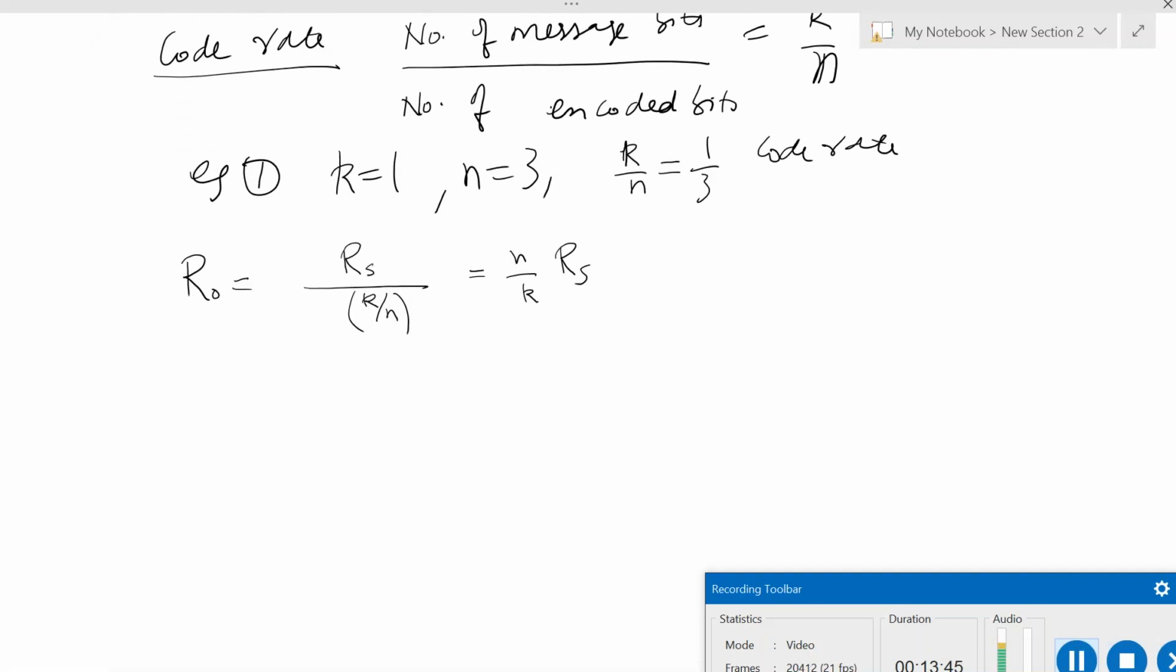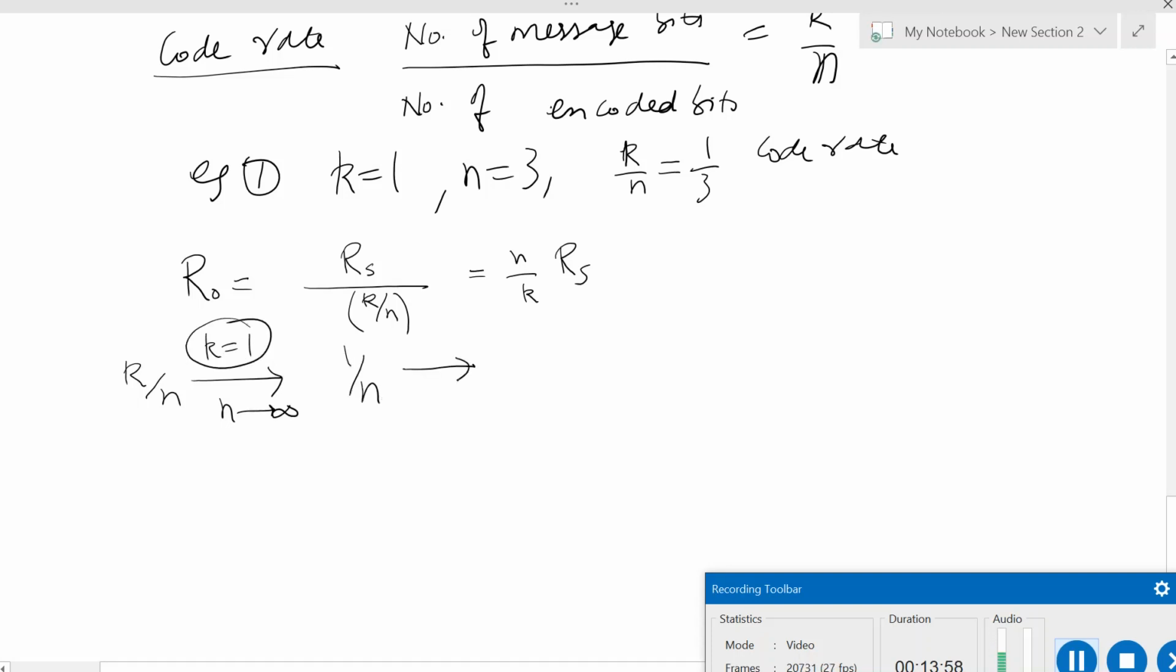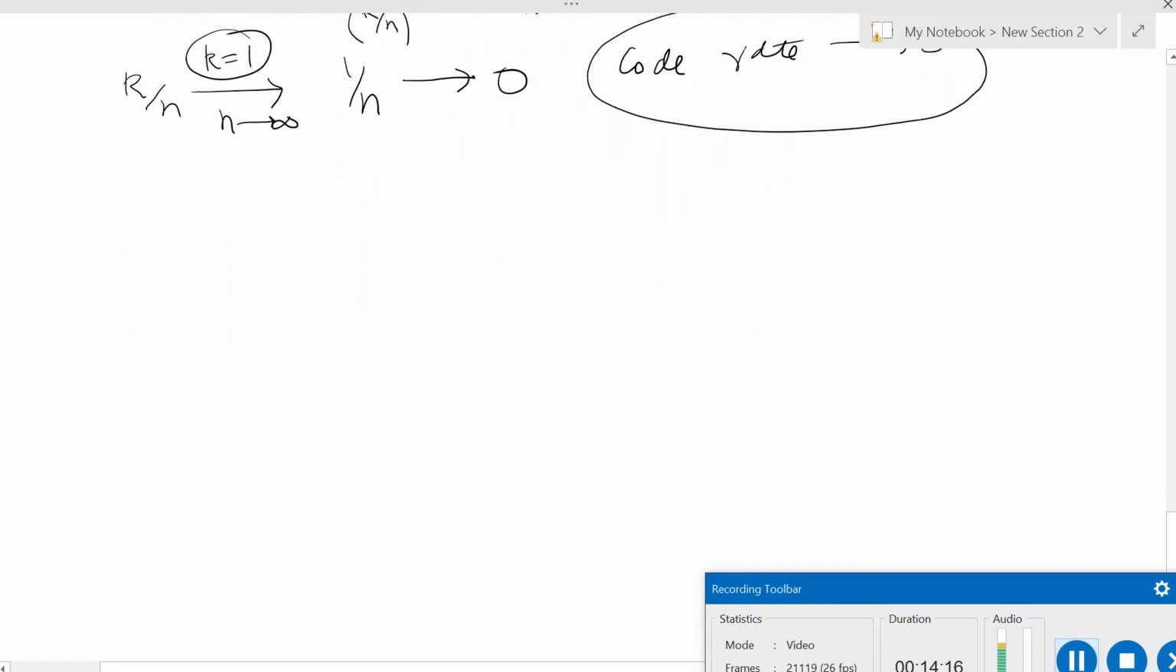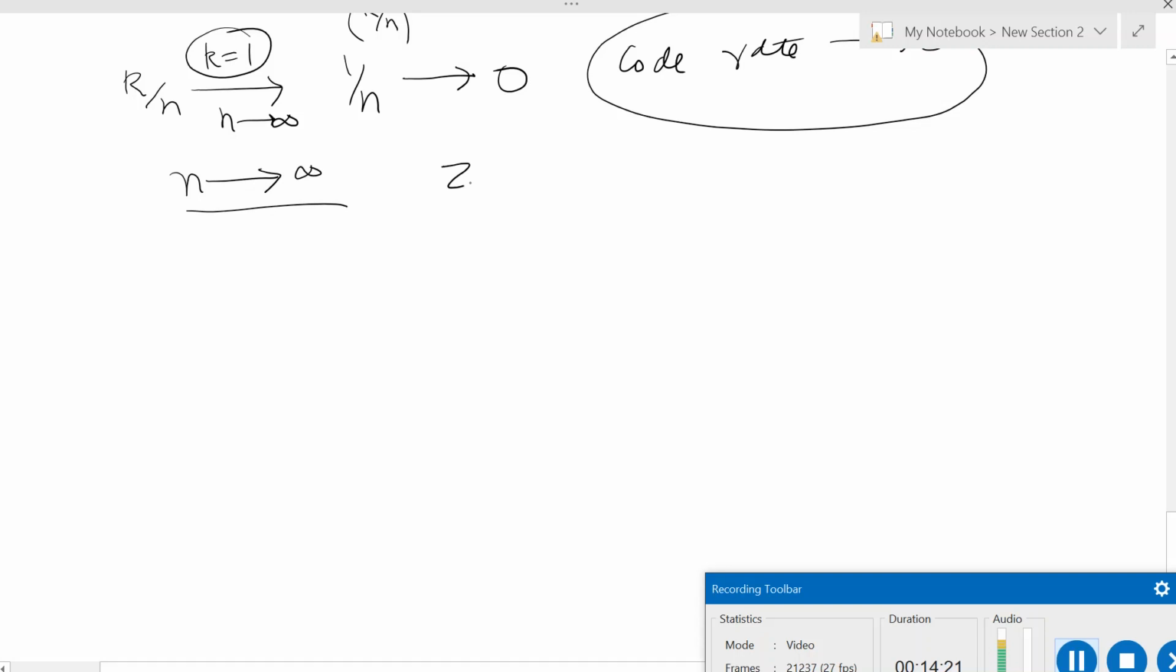Now if you look at this k by n, as n goes to infinity, k is fixed, k is always 1. This k by n becomes 1 by n. As n goes to infinity, it becomes 0. So you get a code rate closer to 0. Right? So this is the trade-off. This is the loss here. In fact, if you choose n to infinity, you will definitely get 0 error.